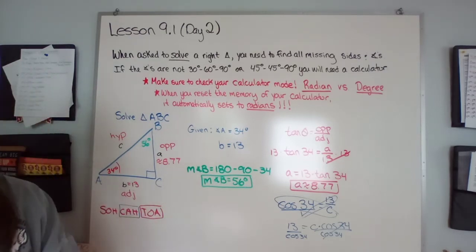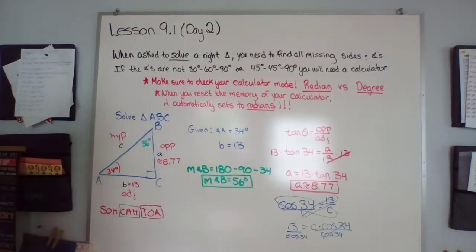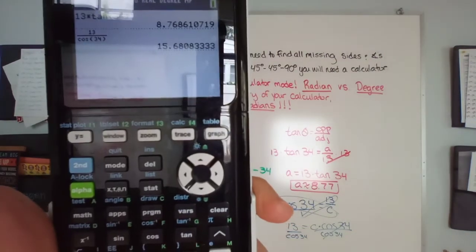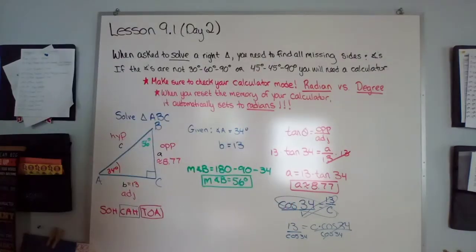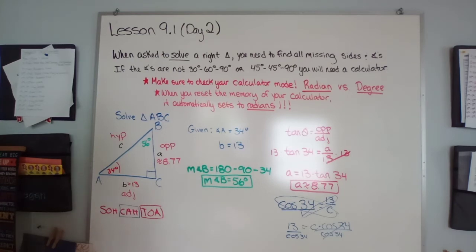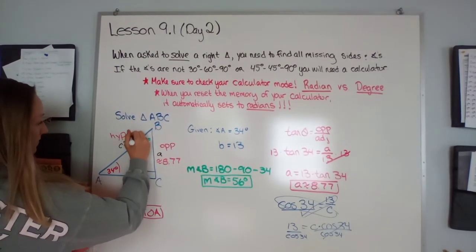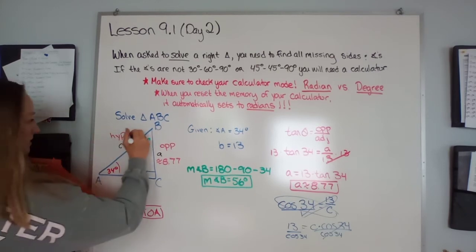And I put that in my calculator. Get my fraction up there, 13 over cosine 34. And you should get 15.68, I think, if I'm reading it right. 13 divided by cosine 34. Oh, yeah, it is. I don't know what I'm looking at on my paper. It is right. All right, so C is approximately 15.68.